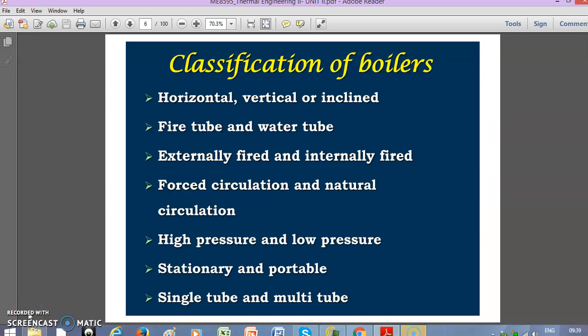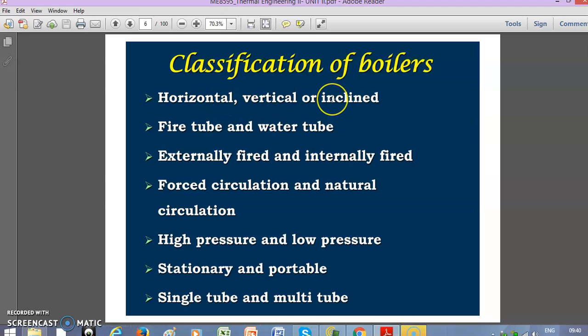So welcome guys. In this lecture we are going to discuss the various classifications of boilers. Last lecture we discussed the definitions and the requirements of boilers. So now we move on to the classifications. The first one is based on the arrangement.